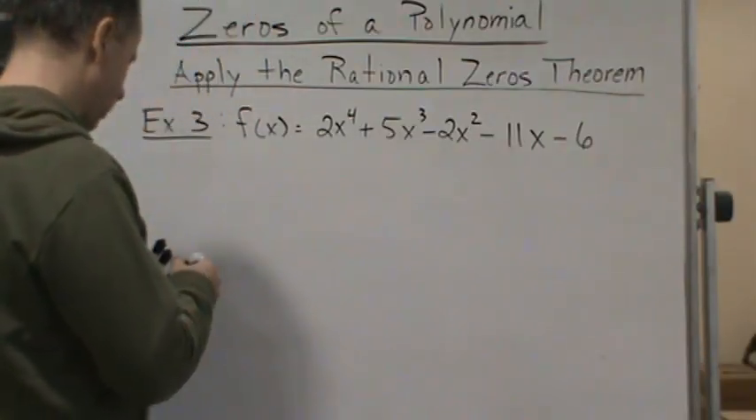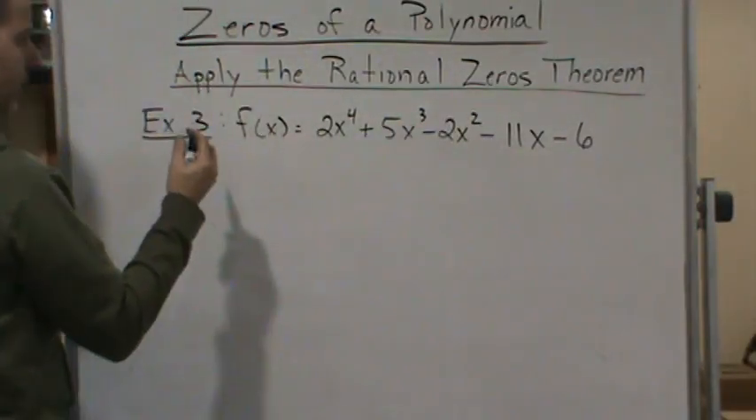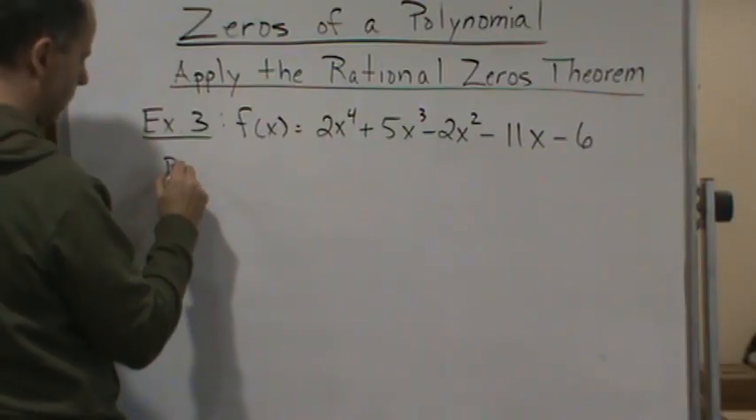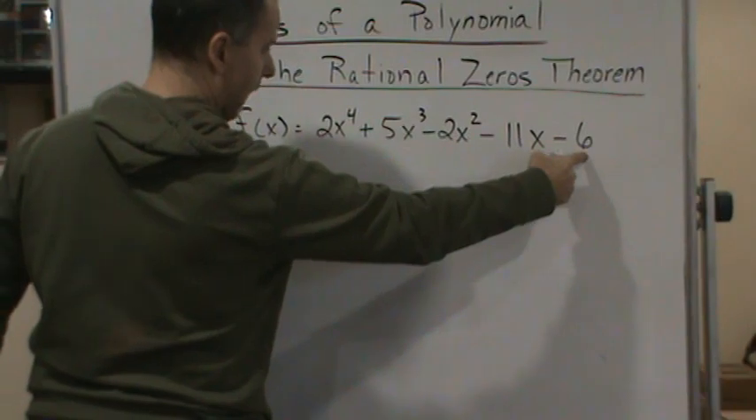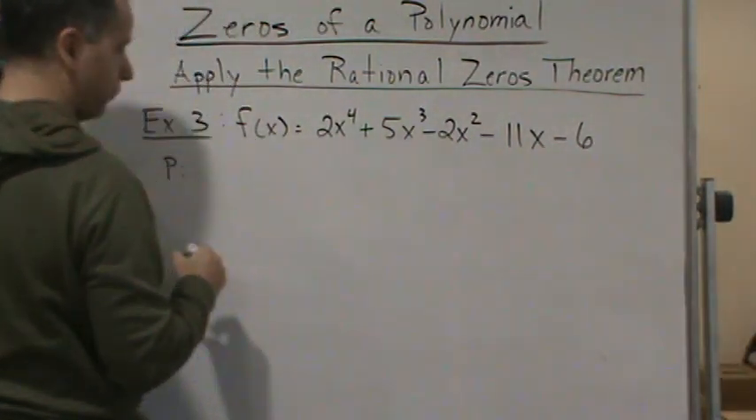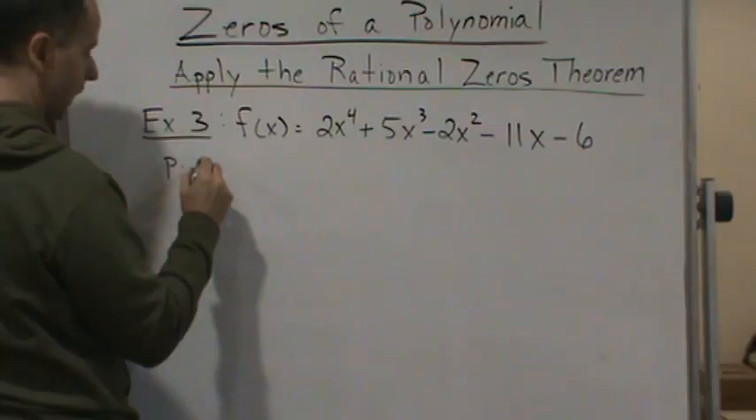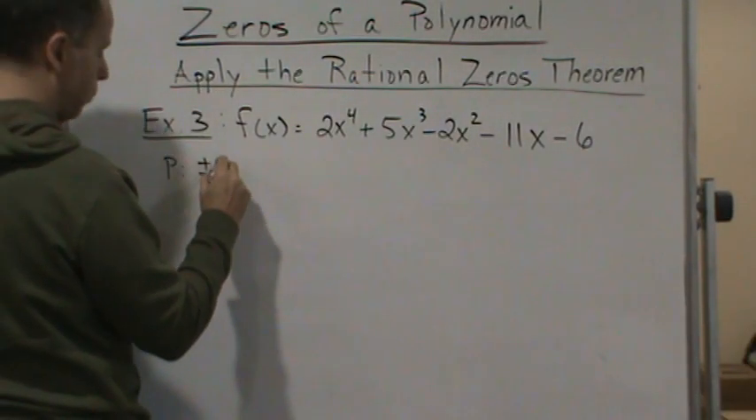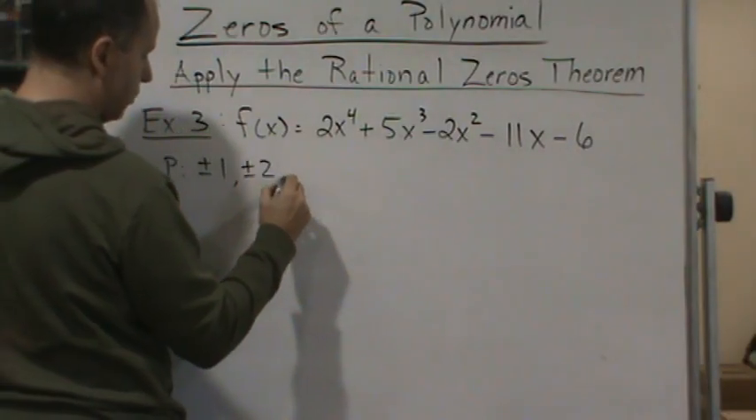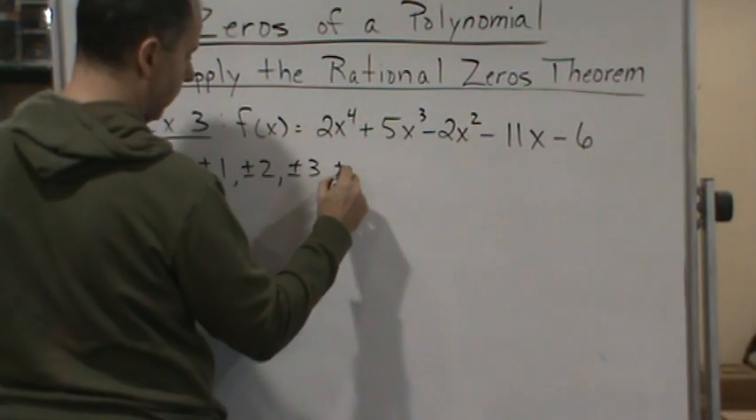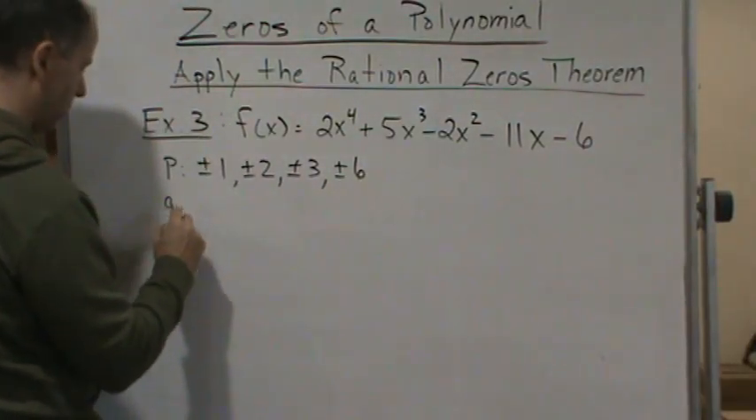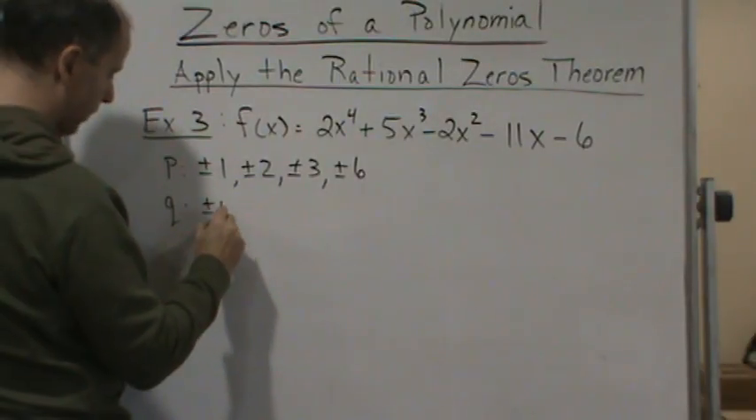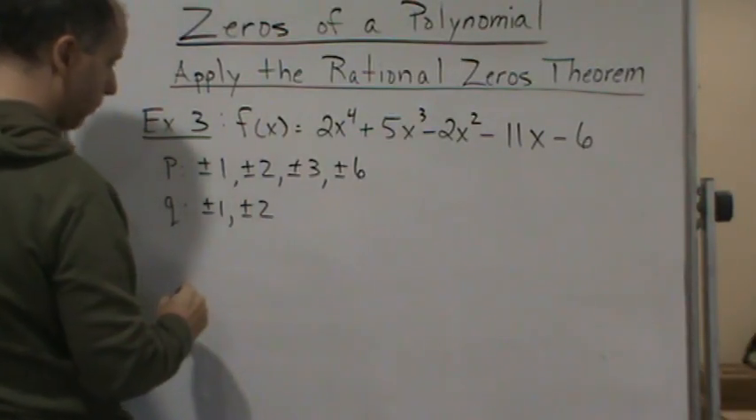So the rational zeros theorem, or the possible rational zeros theorem, is, well, let's do the P's. So our P's are going to be the factors of -6. So that's going to be plus or minus 1, plus or minus 2, plus or minus 3, plus or minus 6. And then the Q's, remember, come from the leading coefficient. And so that's going to be plus or minus 1, plus or minus 2.